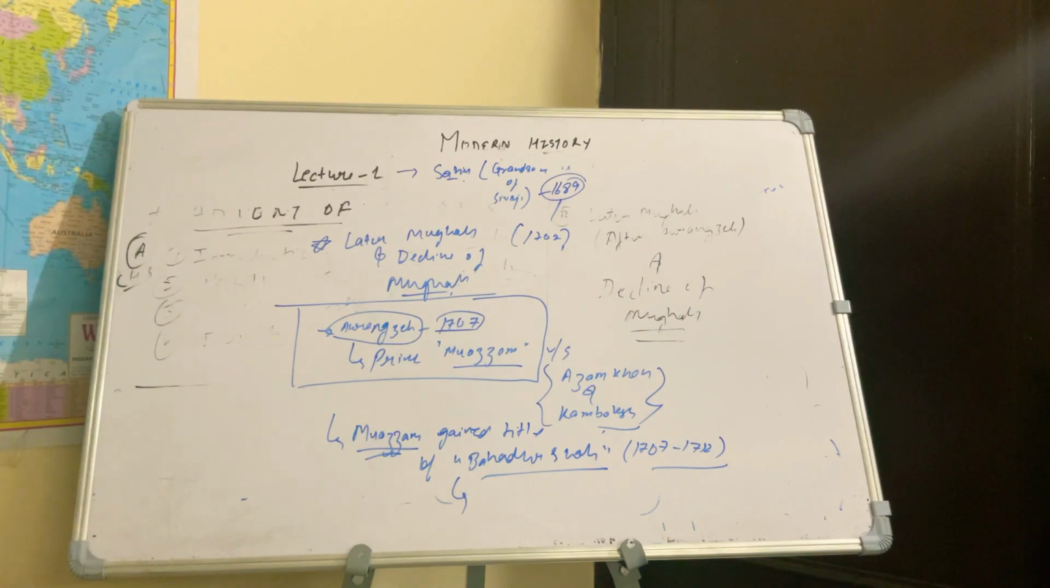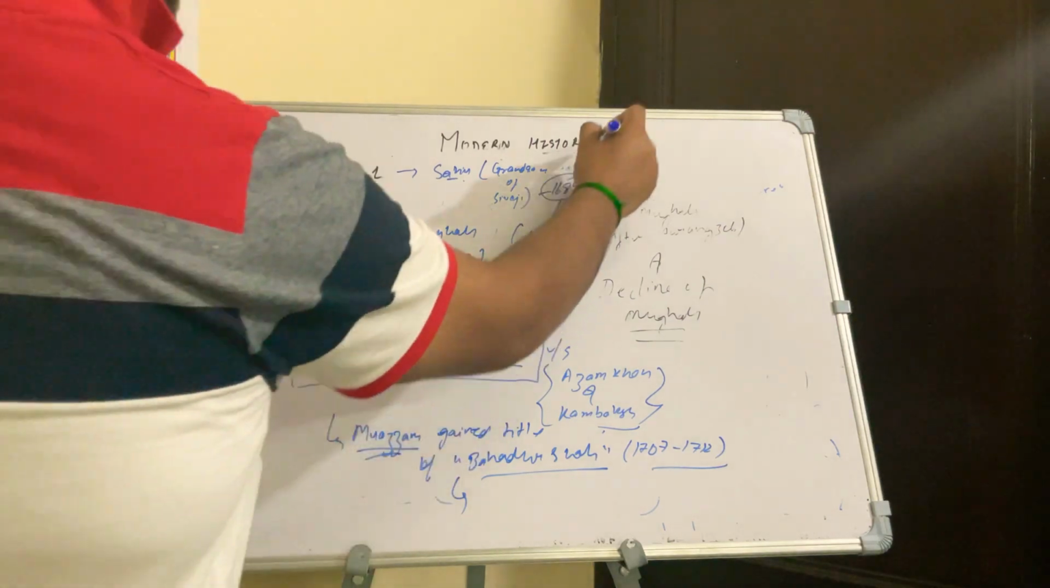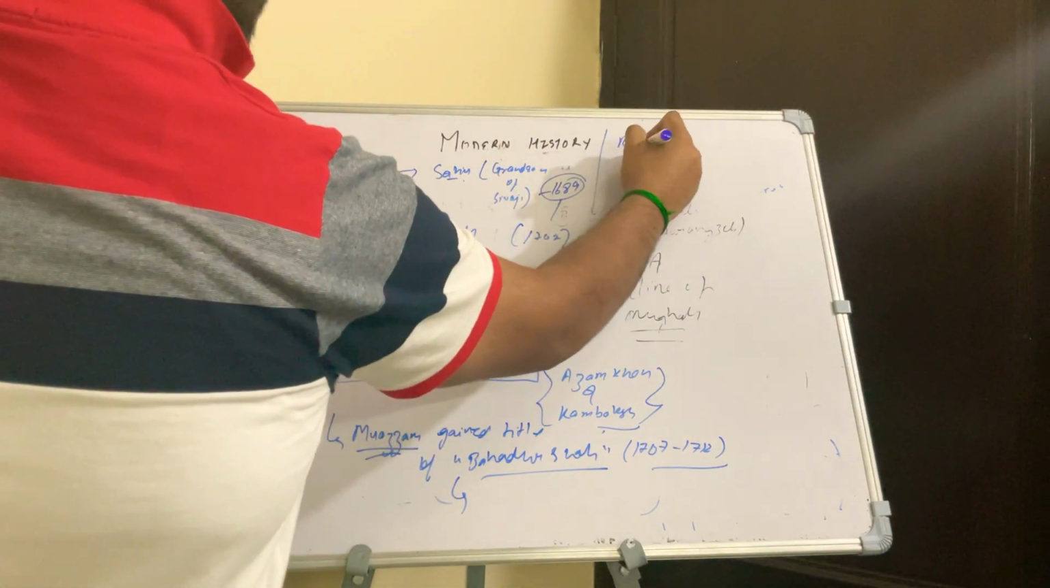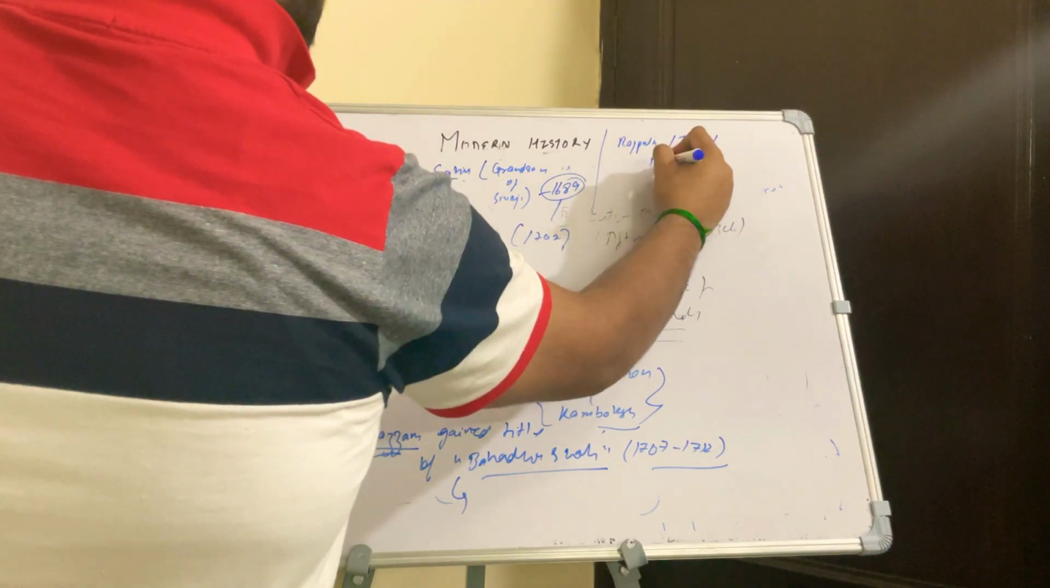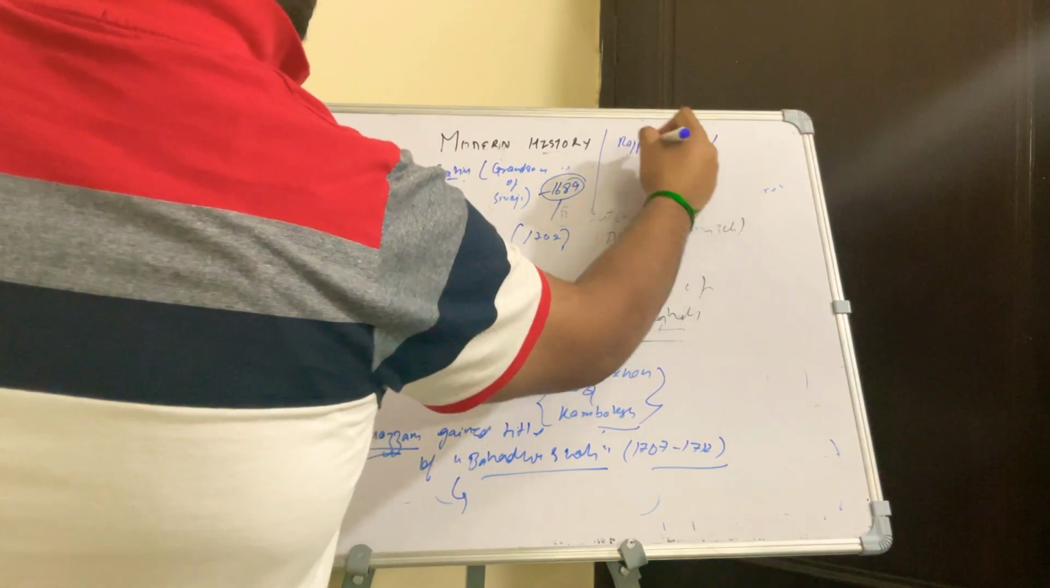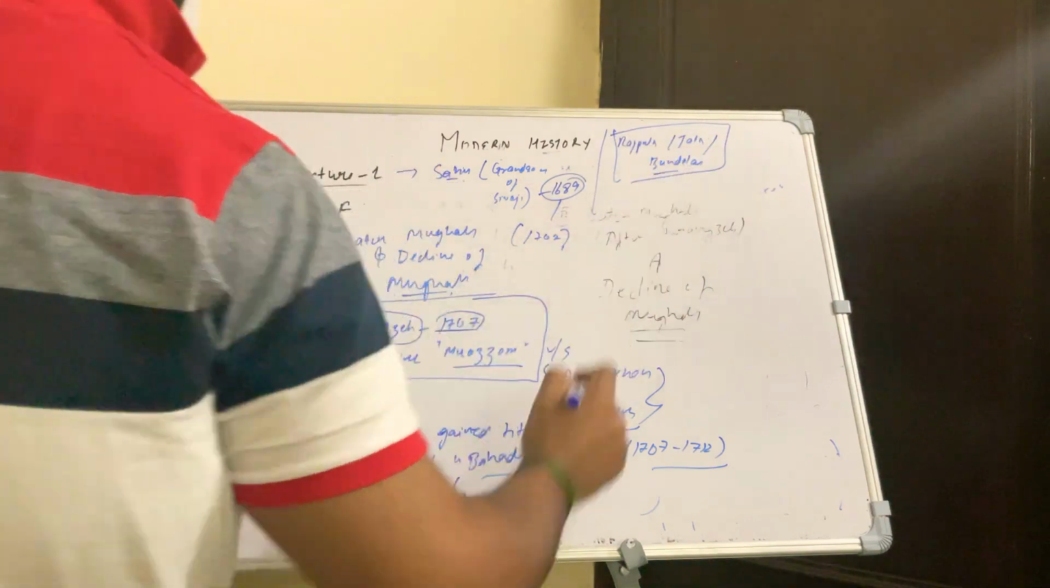Next point, he also made peace with the Rajputs, Jats and the Bundelas. He made peace with all of them.